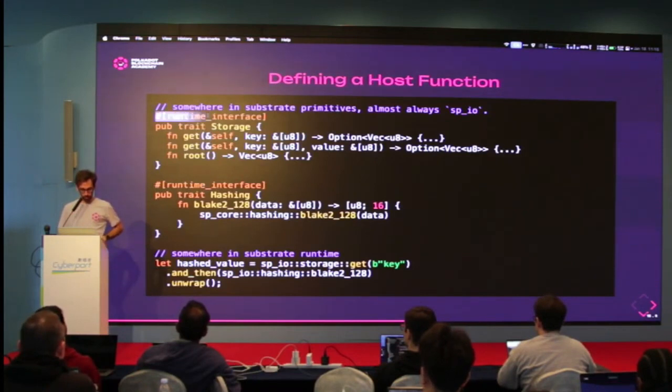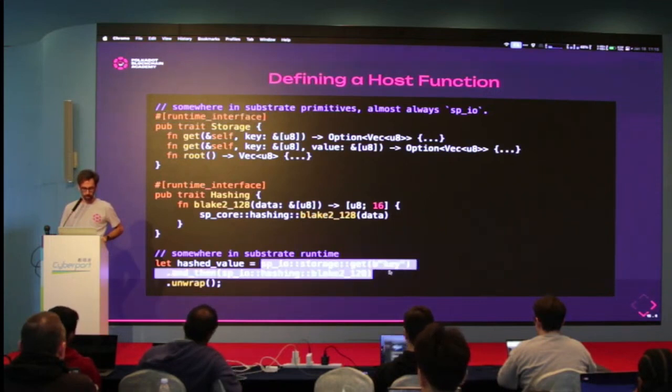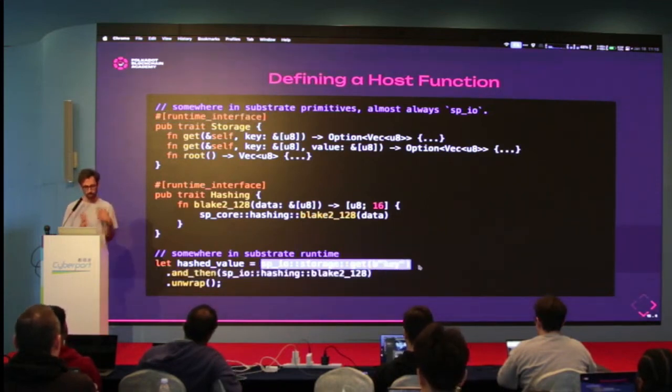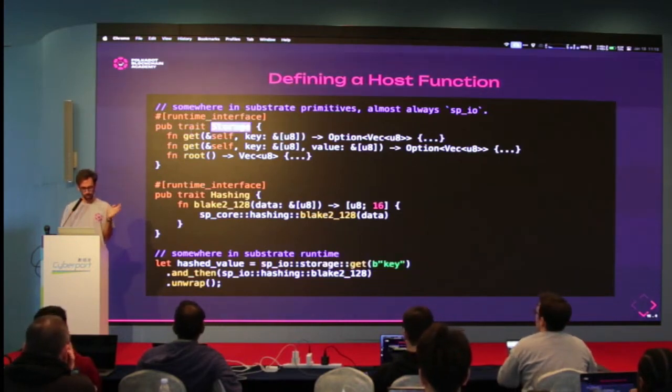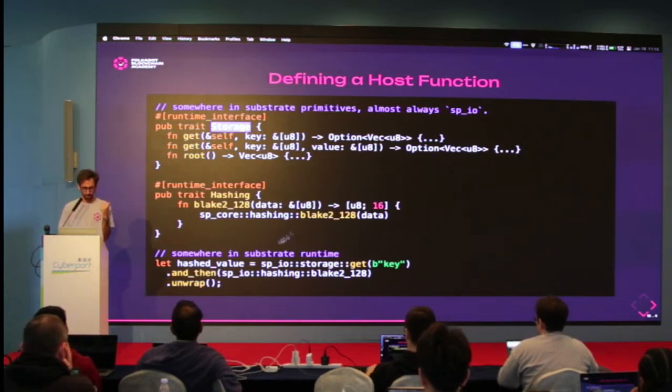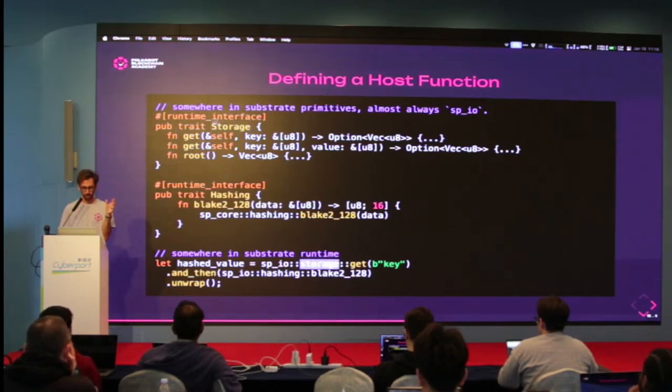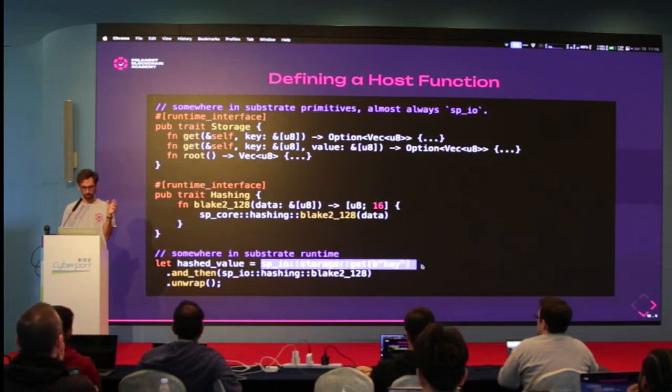Host functions are defined with this attribute macro called runtime_interface, and when you want to call them, it typically looks like this. This is just an implementation detail of how the macro works, but you define a trait, and this trait is capital case. But under the hood, using this macro, it is actually converted to a module, so it becomes lowercase. So when I want to call this storage get, in reality it looks like this: sp_io::storage with a small s, and then the function name.